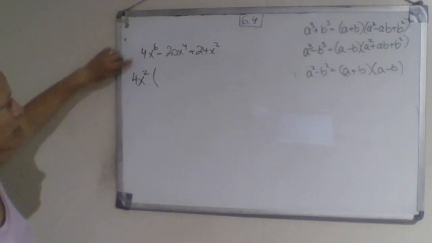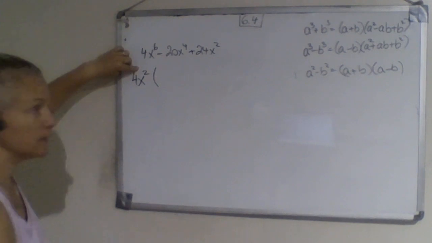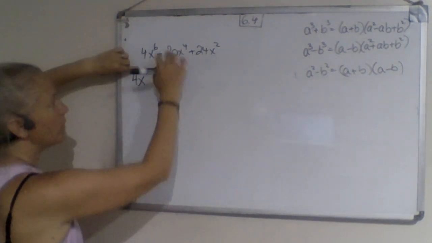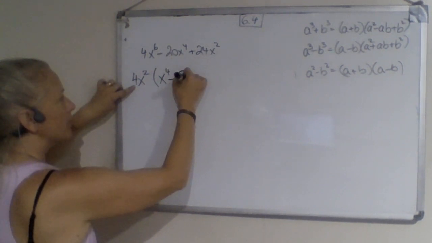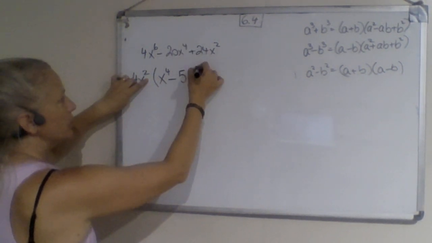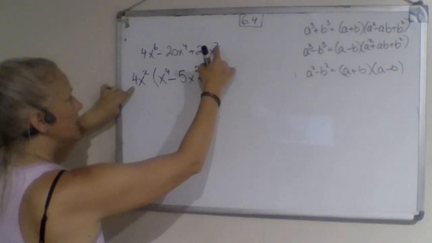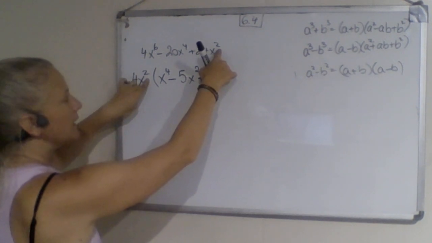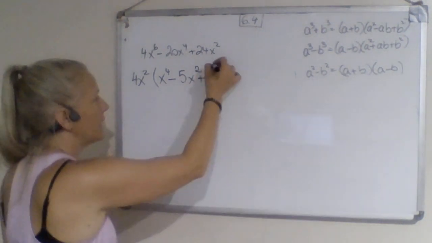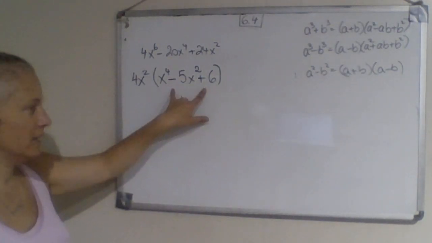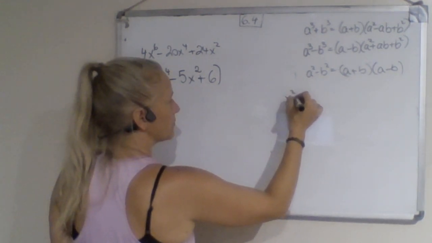Let's look at this. 4 divided by 4, 1. I don't need to write it. I had x to the 6th. I pulled an x to the 2nd out. I'm left with an x to the 4th. Why? 6 minus 2, 4. Minus 20 divided by 4, 5, x, 4 minus 2, 2. Plus 24 divided by 4, 6, x, 2 minus 2, 0. Any number to the 0 power is 1. I don't need to write it down. Now I look at this and I go, what if I name x squared a different letter?